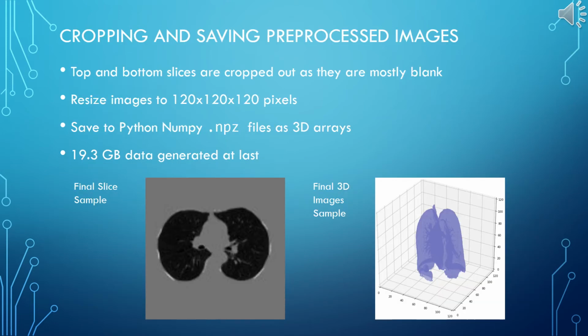In the last step, I crop the top and bottom slices as they are mostly blank, then resize the images to be 120 pixels in each dimension. Finally, I got 19.3 GB of data.